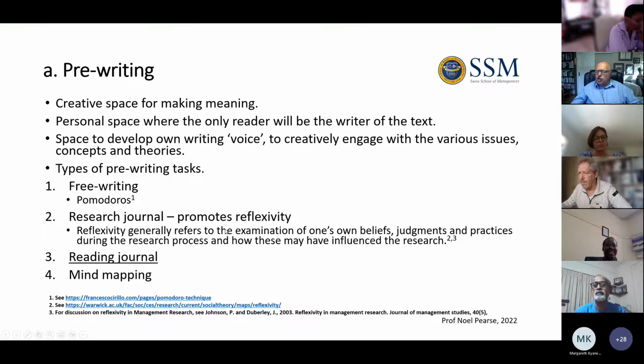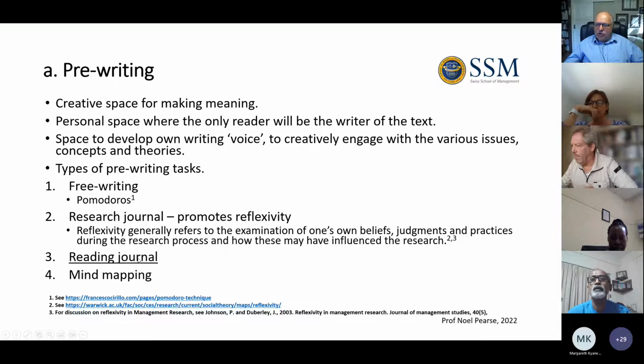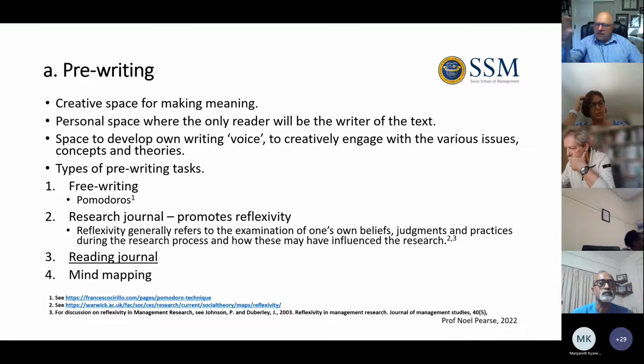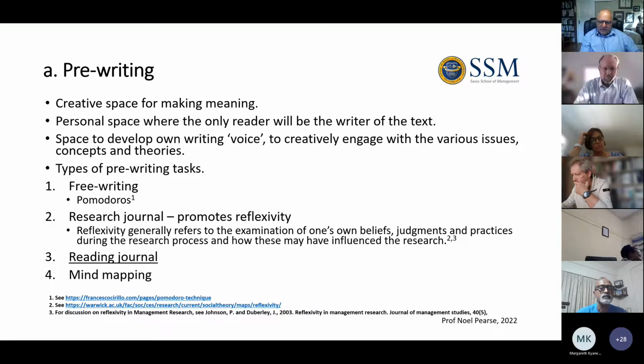You can also use a research journal to promote reflexivity, where you reflect on your own beliefs, judgments, and practices during the research process. A reading journal is also very important, where you write down notes while you're working through your literature sources. I'll show you more information about that. And then also mind mapping, to draw up a mind map or an argumentation map, almost like a systems diagram of what you want to create while you're creating it.